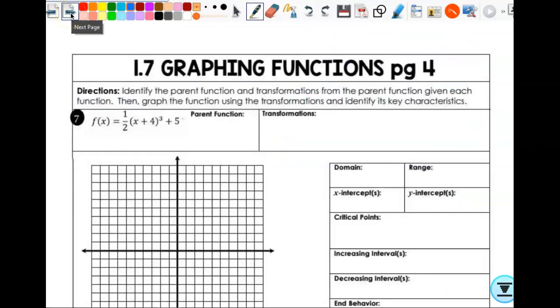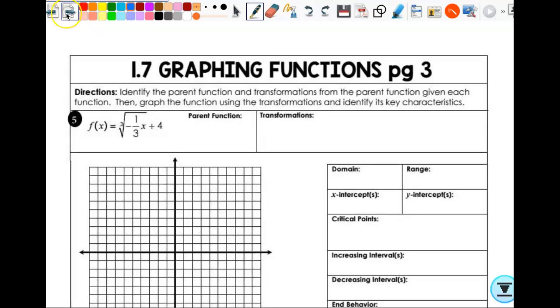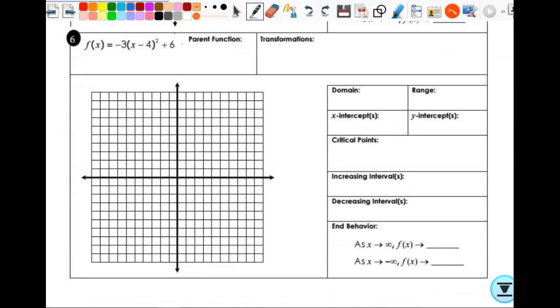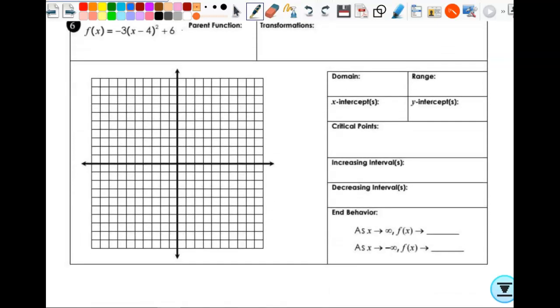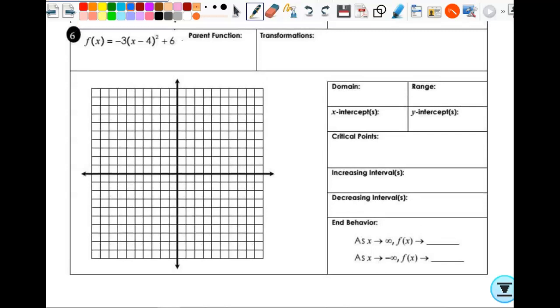So we're going to do number, oh, that's not. We're going to jump to number 6. So you should be on page 3, which is going on 32. And we're going to start with the second one because we don't have time to do them all. Okay. All righty.